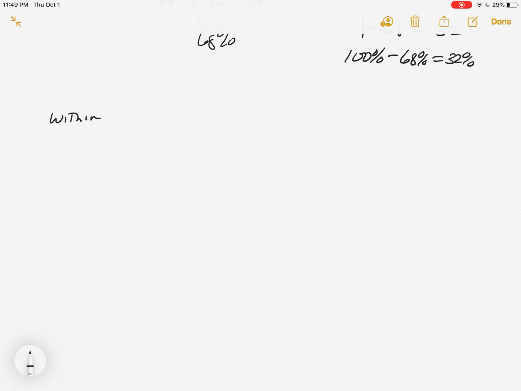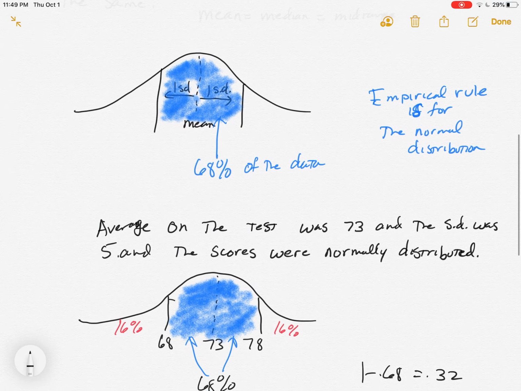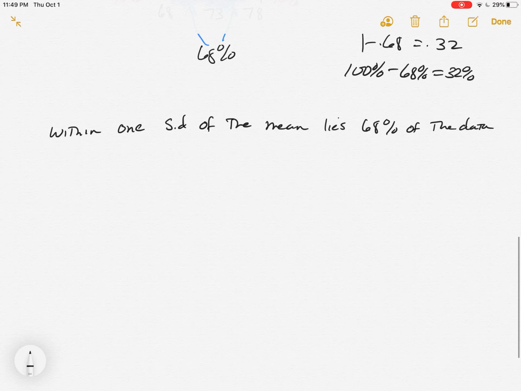Within one standard deviation of the mean lies 68% of the data. I'm just restating what we said above. I just wanted to make sure we understood it because they're going to ask for it in different forms. This is for a normal curve only. This is the empirical rule on a normal curve.